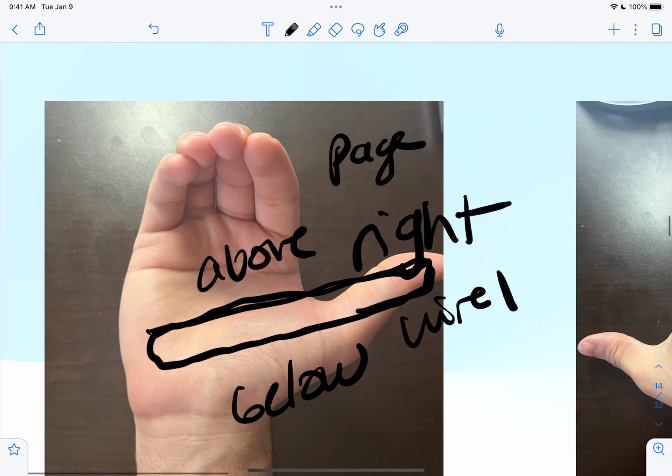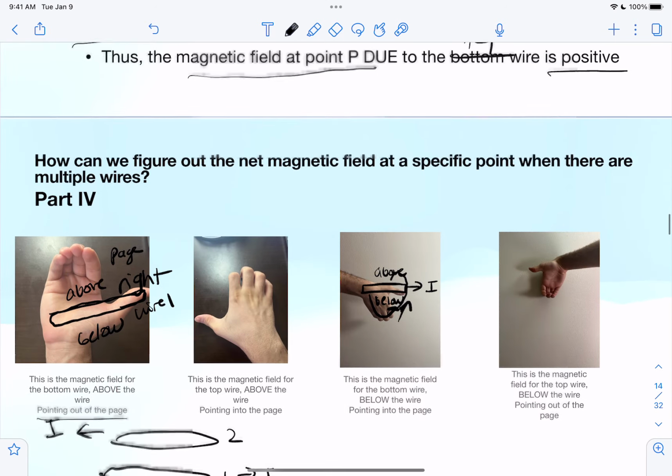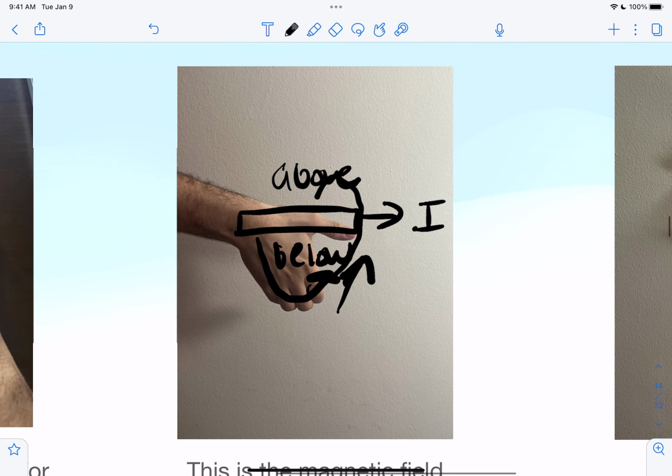My fingers would come towards me. And so at that point, your fingers would be above your thumb, which is above the wire. When it's above the wire and you see your fingers coming towards you, that means you're out of the page at that point, right? So now my fingers would be pointing towards me, away from the wall.